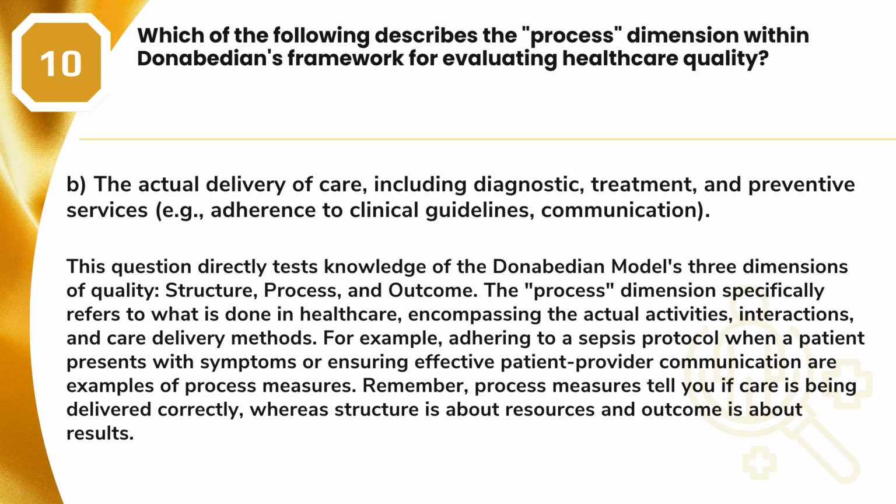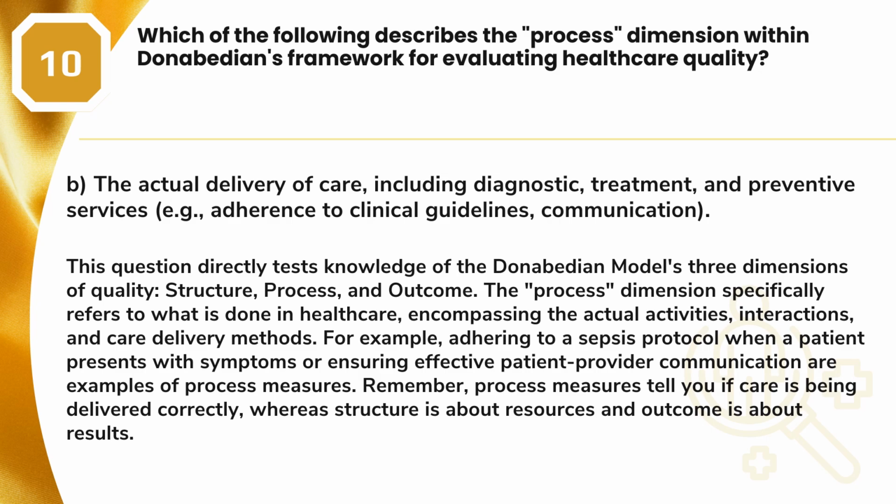Answer: B. The actual delivery of care, including diagnostic, treatment, and preventive services, e.g., adherence to clinical guidelines, communication. This question directly tests knowledge of the Donabedian model's three dimensions of quality: structure, process, and outcome. The process dimension specifically refers to what is done in healthcare, encompassing the actual activities, interactions, and care delivery methods.